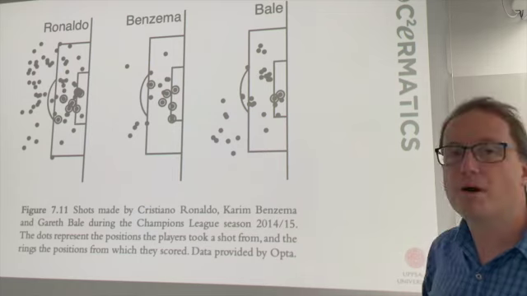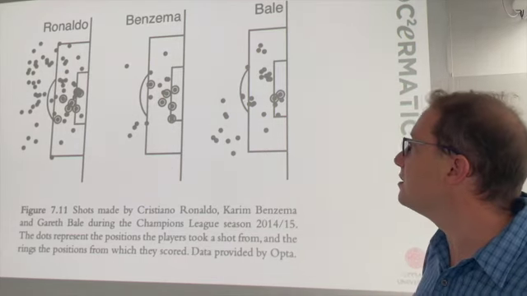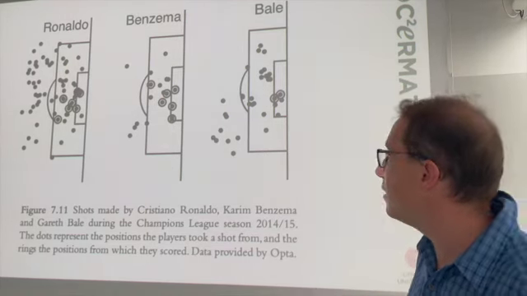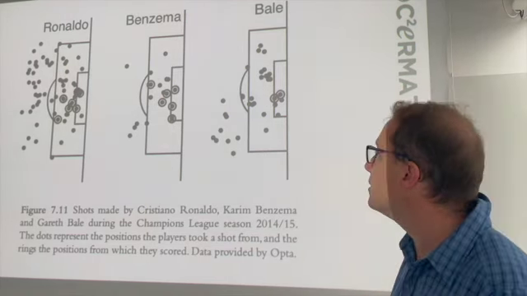This black and white diagram here is a very simple type of shot map. Basically, what I've done is I've made a black dot for every shot that the player has made. And this is from the 2014-15 season in the Champions League. So every shot in the Champions League by these three strikers for Real Madrid: Ronaldo, Benzema, and Bale.